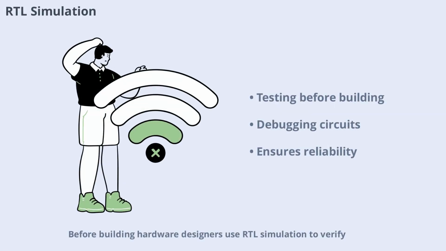Before building hardware, designers use RTL simulation to verify that their designs work as intended. Simulation tools execute RTL descriptions, allowing engineers to test and debug their circuits in a virtual environment. This step is crucial for catching errors early and ensuring reliable hardware.